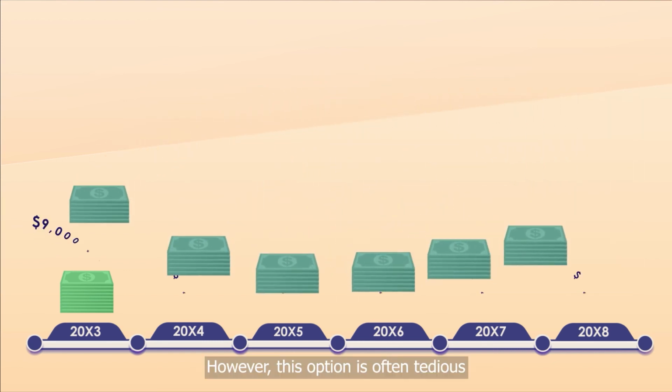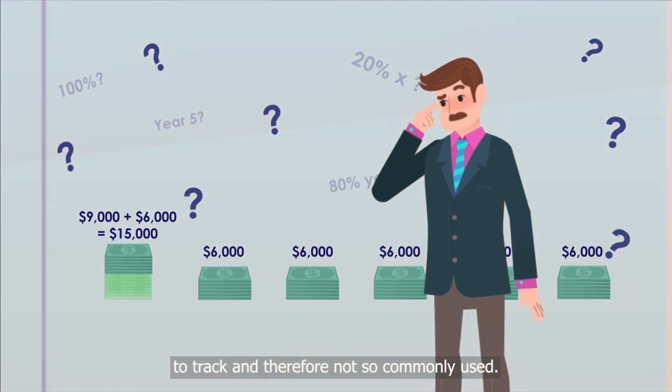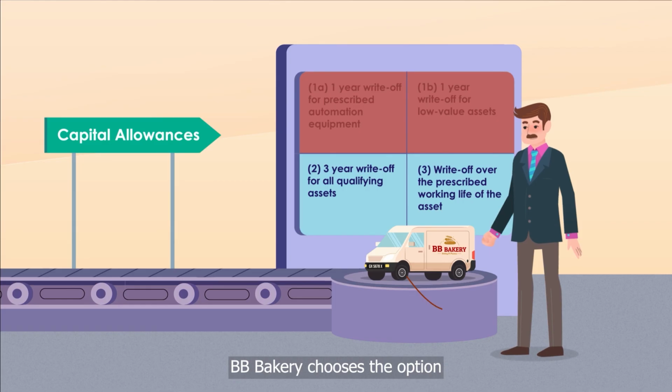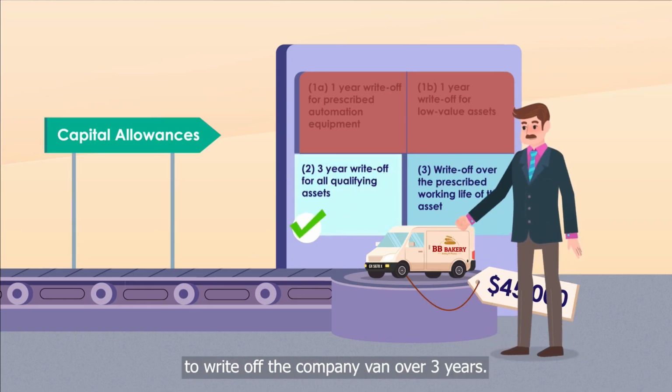However, this option is often tedious to track and therefore not so commonly used. BB Bakery chooses the option to write off the company van over 3 years.